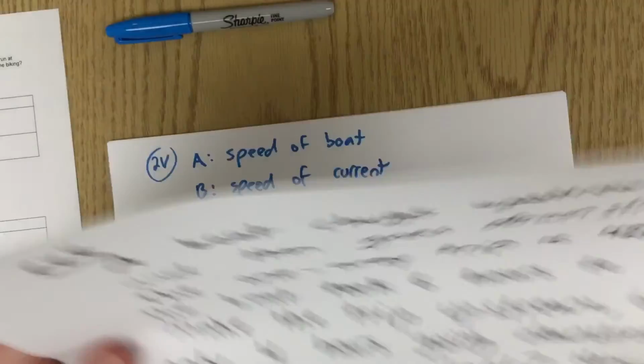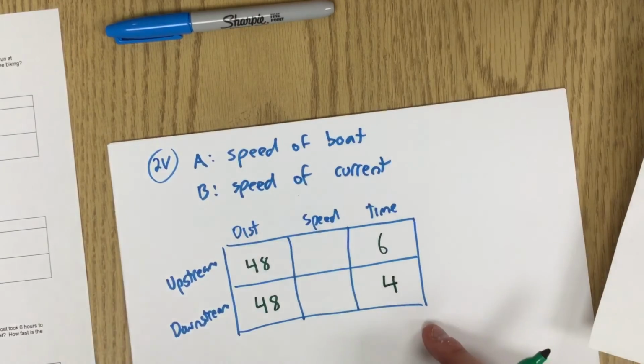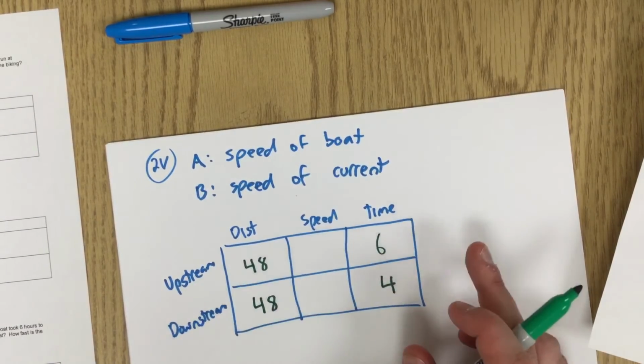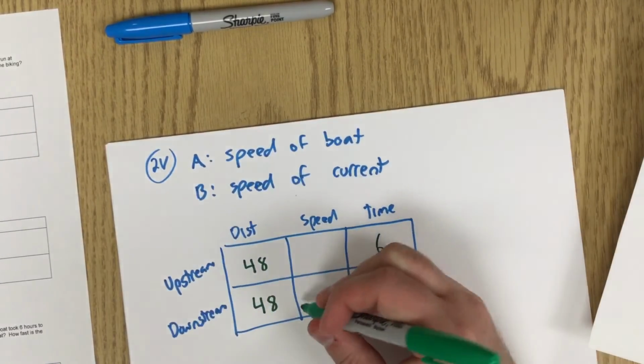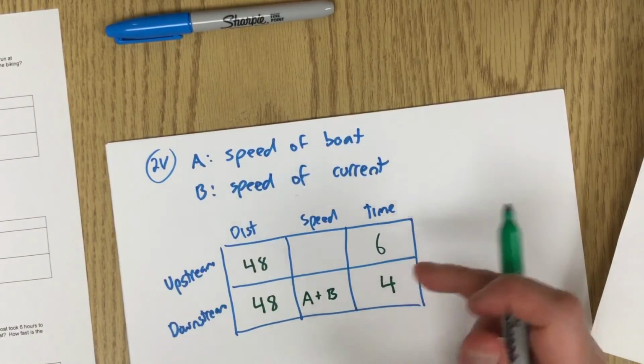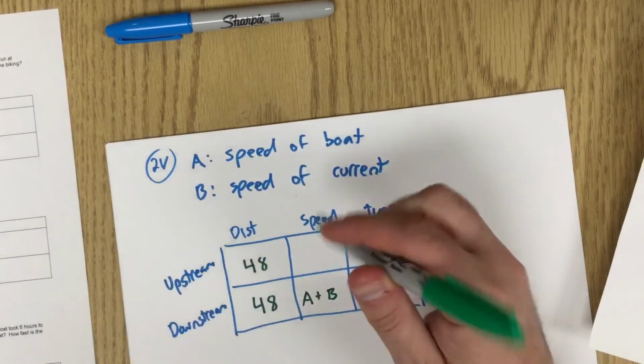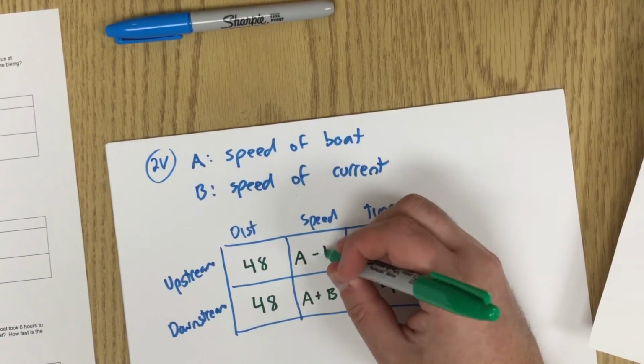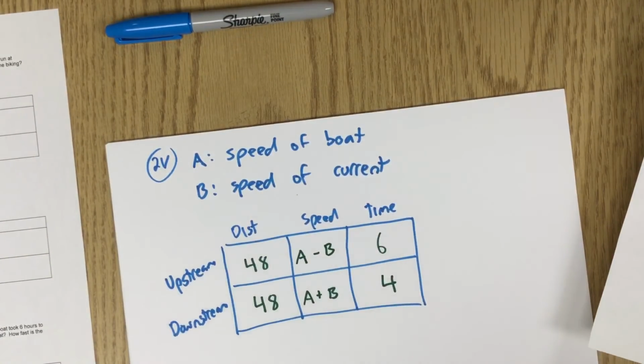Now speed is going to be a little bit different. So speed, when we're going with the current, so downstream, it's going to be the speed of the boat plus the speed of the current. So the speed here is going to be the speed of the boat plus the speed of the current. When we're going upstream, it's going to be the speed of the boat minus the speed of the current.